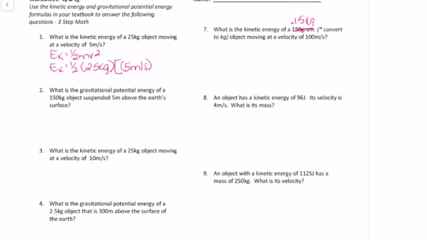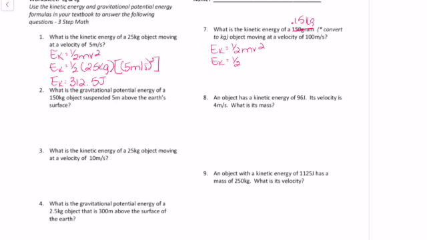Notice I'm using brackets and parentheses to keep the 5 separated, so we are only squaring that 5. My final answer for this particular question is 312.5 joules. I'm going to jump over to the right to number 7. And again, the first step I'm going to do is write out my formula. E sub k equals 1 half mv squared.